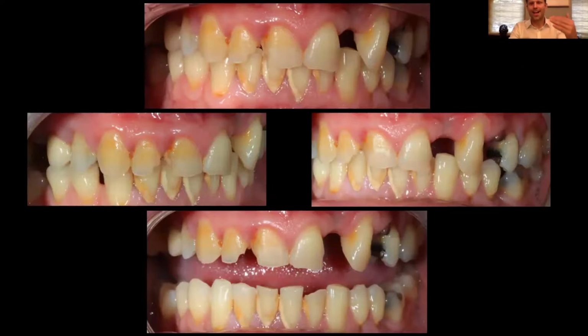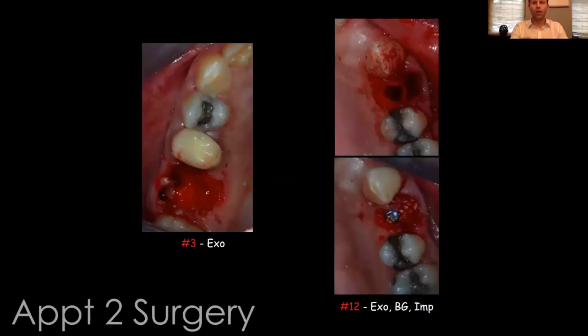So the first appointment is diagnostic. Second appointment, within a week, while I have the impressions and the wax-up of the case being made by the lab, I saw him at the second appointment, and that's to start the surgeries. Surgeries in this case, tooth number 3, upper right, was extracted. He had a lot of infected bone, a periapical pathology there that was acute, so I needed to relieve that and just pack it with bone. Whereas at site number 12, upper left, I did an extraction, immediate implant placement, and bone graft.